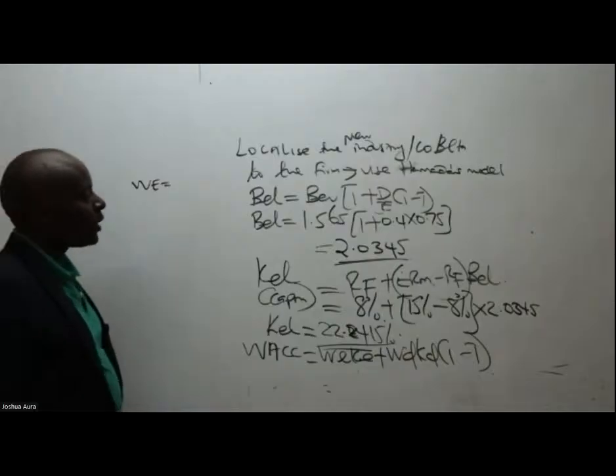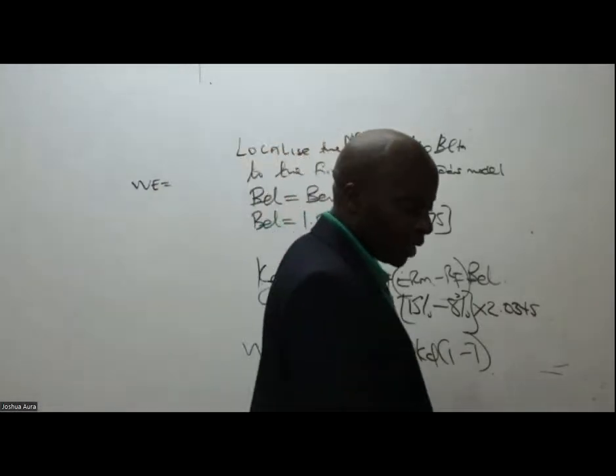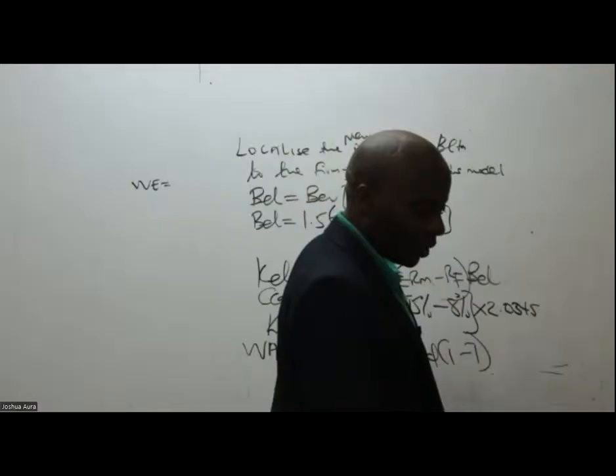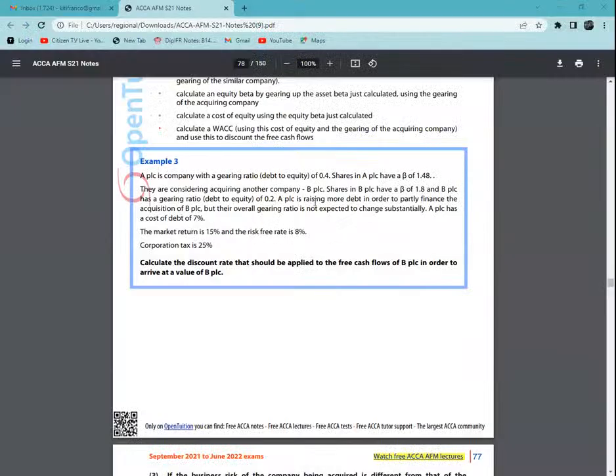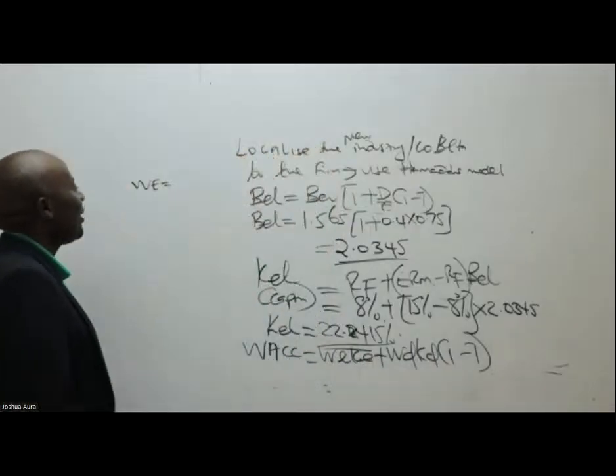Remember what they told us up there is that the debt to equity is 0.4. Debt to equity is 0.4 for the company. But you see, this is on the weight. Don't tell me that the debt is 0.4, equity is 0.6. No, no, this is quite a challenging one.